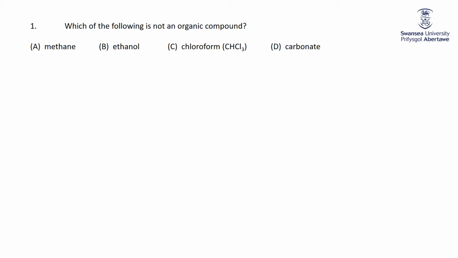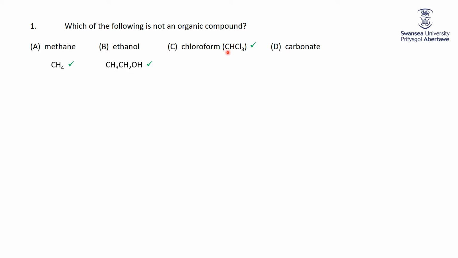Always worth going through the worksheets, even if some of the questions are a little bit more trivial than others. Which of the following is not an organic compound? Well, methane, CH4, has those carbon-hydrogen bonds. Ethanol, CH3CH2OH, has a carbon-hydrogen bond. Chloroform, CHCl3, you can see that CH bond.